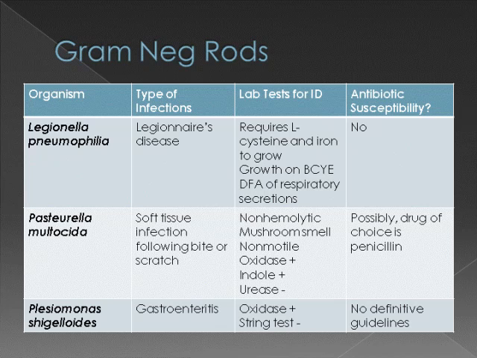Plesiomonas shigelloides causes gastroenteritis. It is oxidase positive, string test negative. This is one way that you can differentiate Plesiomonas from Vibrio cholerae, because Vibrio cholerae is string test positive, whereas this one is string test negative. And there have been no definitive guidelines established for susceptibility of this one.